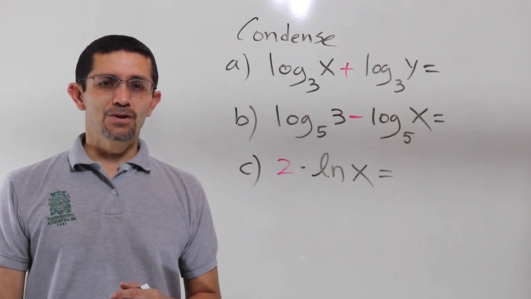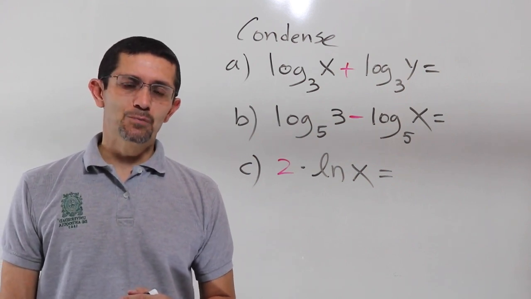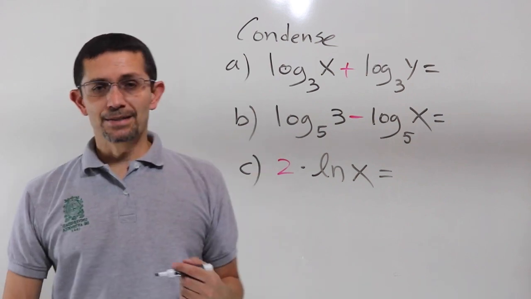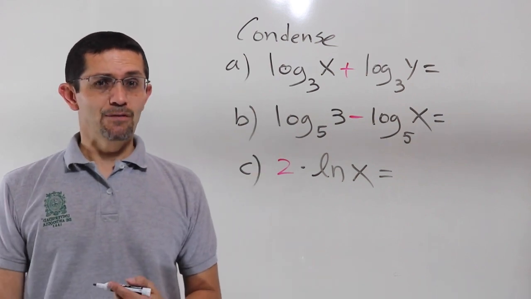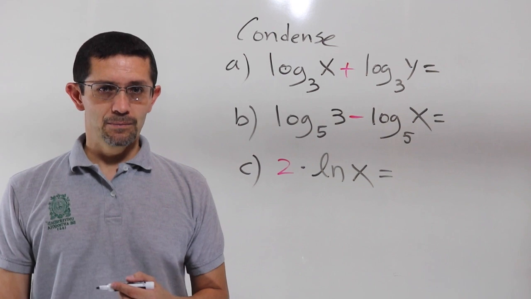Urrego, and today we're learning how to condense logarithmic expressions. We have three examples because we have three properties. My first property is the product property.